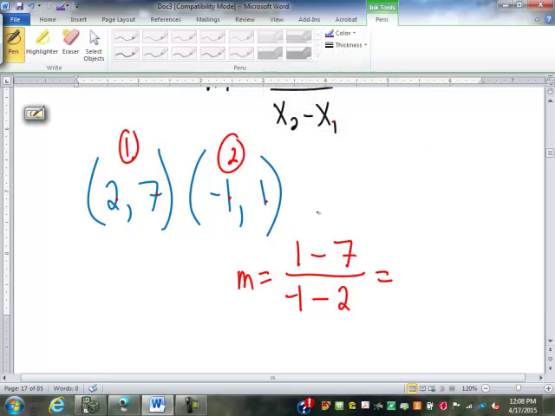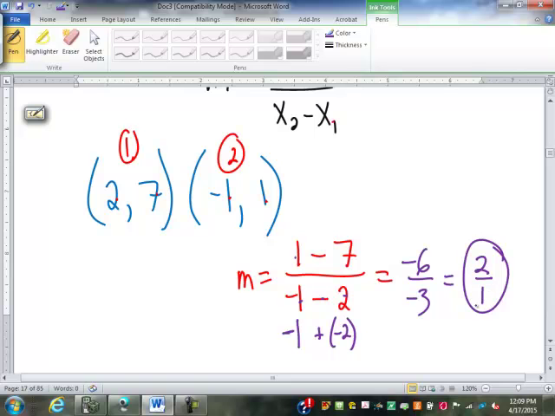And we can subtract. 1 minus 7 is a negative 6. Negative 1 minus 2. Here's where our negatives come back to haunt us again. We change that into addition: negative 1 plus a negative 2. A little bit easier to see that that's a negative 3. Well, negative 6 over negative 3, both can be divided by negative 3 to give me 2 over 1. So we have a slope of 2 over 1, or just 2 would be fine.